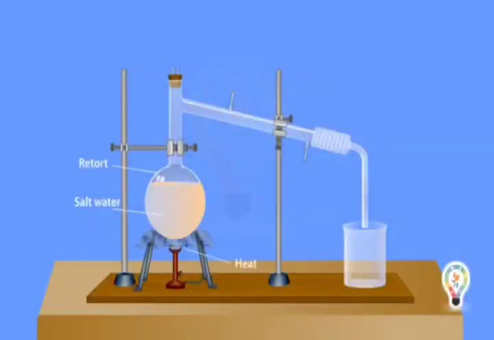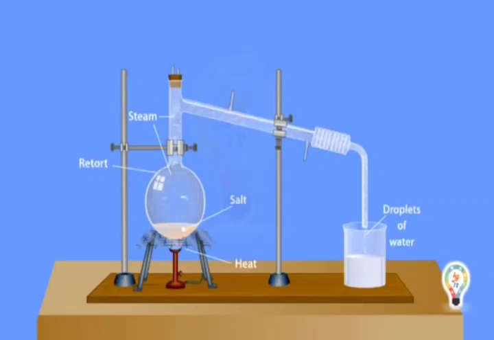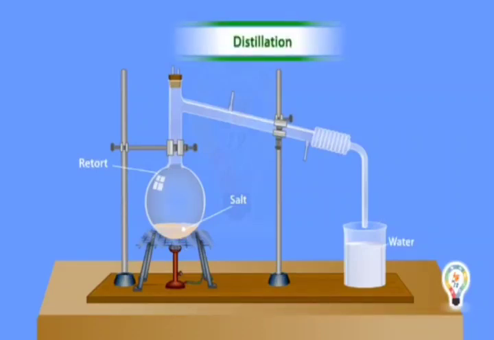Now you can see that salt water is used in this round bottom flask, and this is also known as the retort. You can see it is being heated and the steam is being evolved, which is collected in the cooler parts of the Liebig's condenser, and this can be seen in the form of evaporation, and this water evaporates and condenses on the cooler parts of the Liebig's condenser, which is collected again.